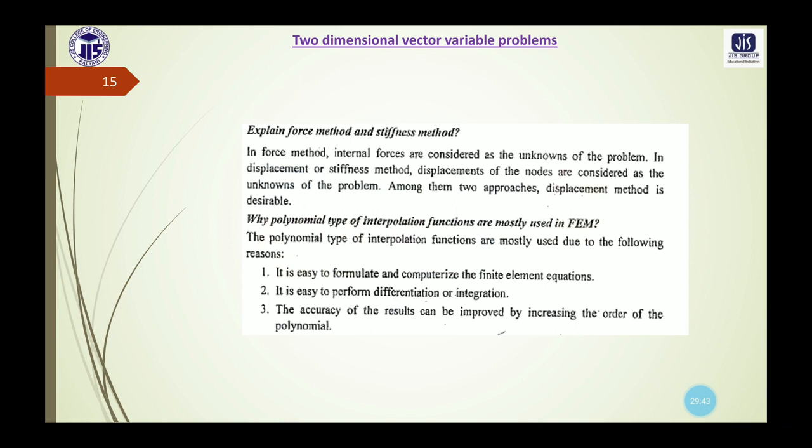Our next question is, why are polynomial type of interpolation functions mostly used in finite element method? And the reasons for choosing these polynomial interpolation functions are that it is easy to formulate and computerize the finite element equations, and it is also easy to perform differentiation or integration, and the accuracy of the results can be improved by increasing the order of the polynomial. We have seen these different reasons while discussing the Rayleigh-Ritz method, how by increasing the order of the polynomial, the error can be minimized.